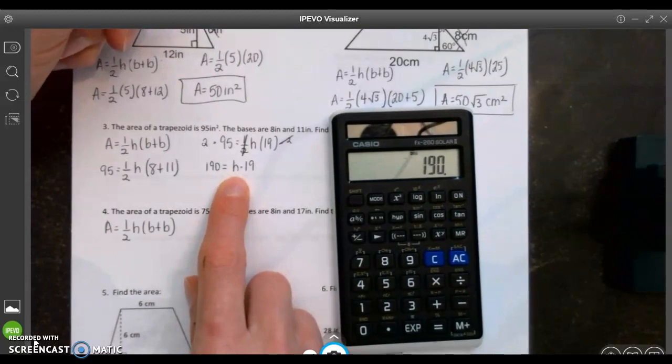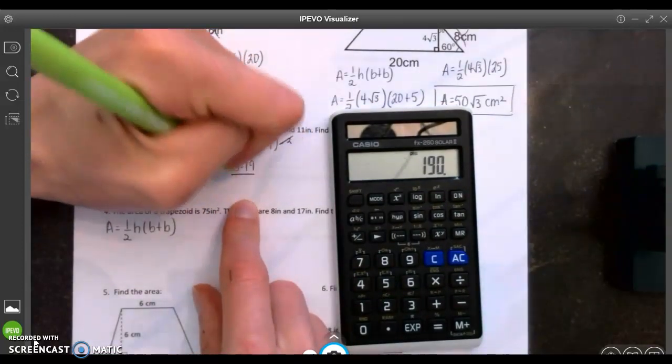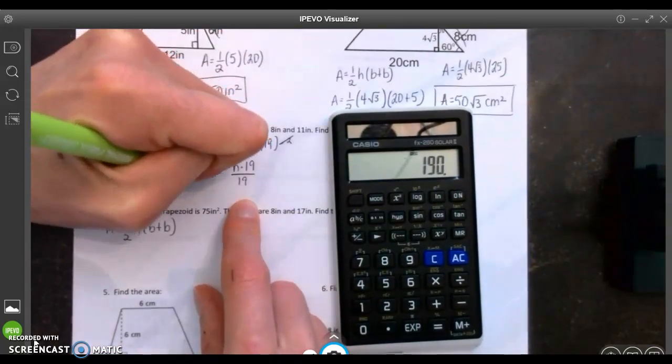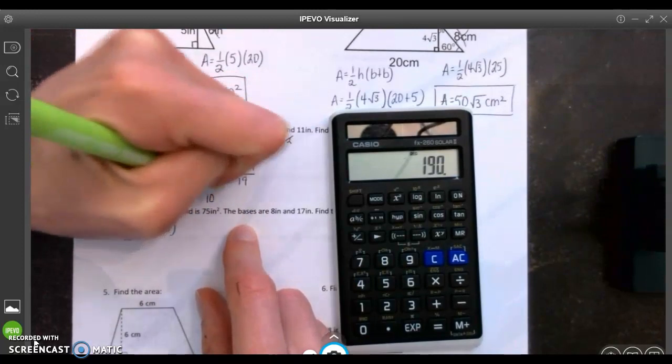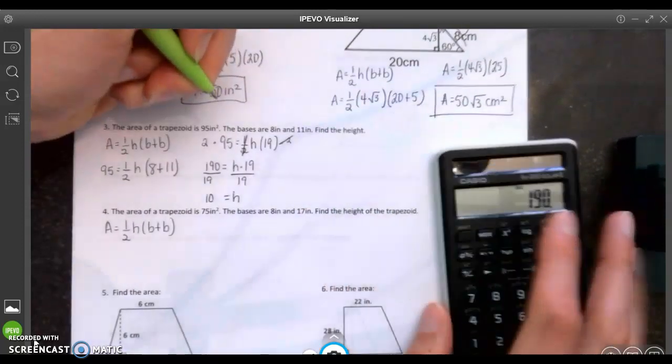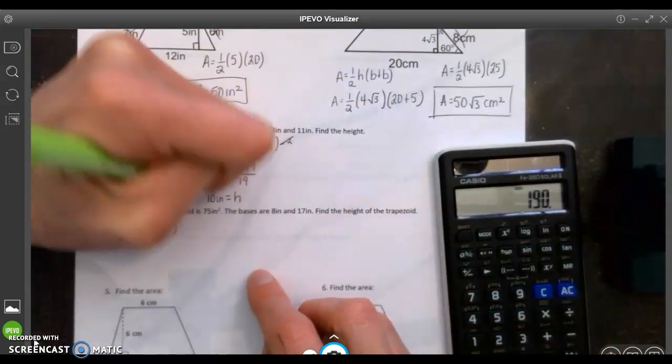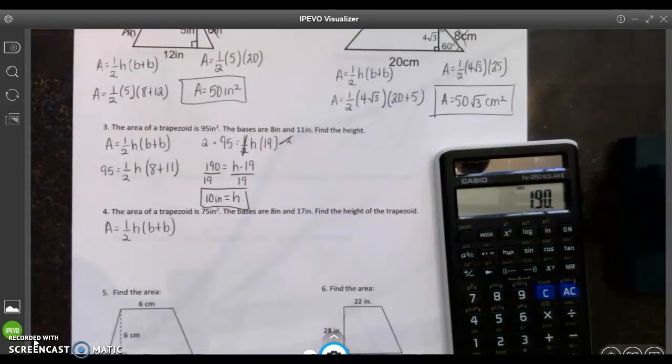Now, because those are being multiplied, I can divide by that 19 on both sides, and I know h is going to equal 10, and I look back at my units and it's inches, so my height is 10 inches.